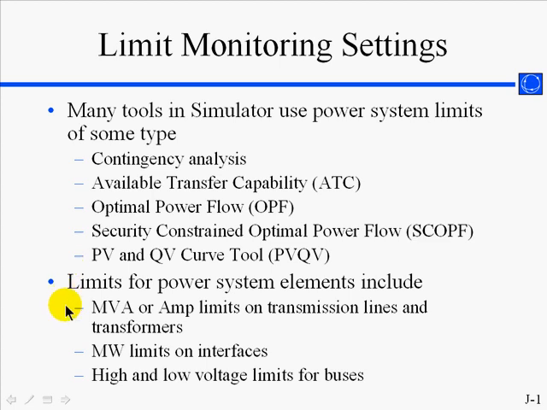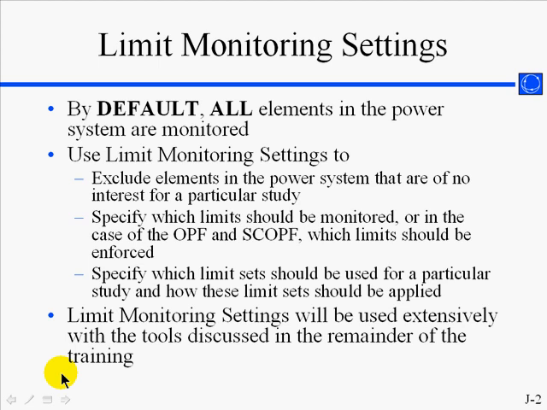The limits for power system elements that you can specify in the limit monitoring settings include MVA or amp limits for transmission lines and transformers, megawatt limits for interfaces, and high and low voltage limits for buses. If you open a new power flow case and have not adjusted the limit monitoring settings, then by default all elements in the system will be monitored.